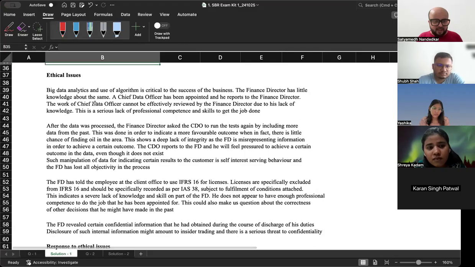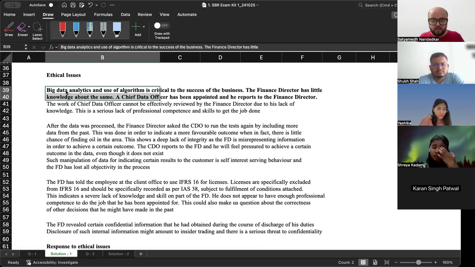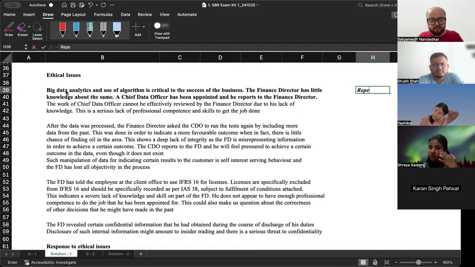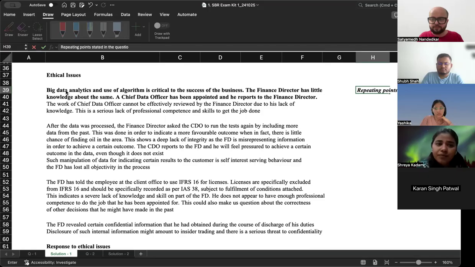Okay. Big data analytics and use of algorithms is critical to the success of the business. Finance director has little knowledge about the same. A chief data officer has been appointed who reports to the finance director. I'm repeating the facts in the question. I'm not doing anything else. The work of CDO cannot be effectively reviewed by the finance director due to his lack of knowledge. If you see lines 1 and 2, this is basically repeating points stated in the question.